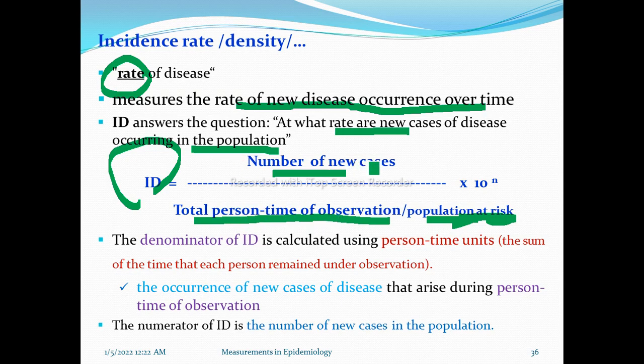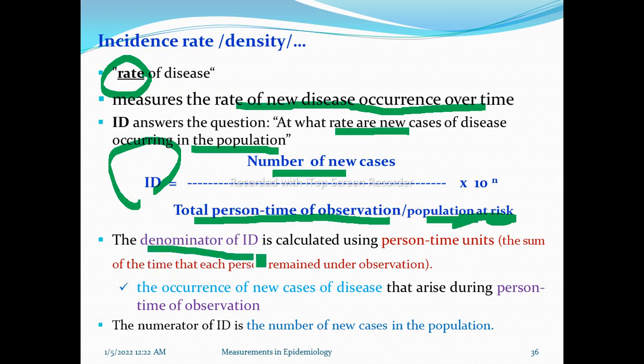So incidence density is the number of new cases over the total person-time of observation, times 10 to the power of n. n should be 1, 2, or 3, which is to remove the decimals. If n is 1, it will be 100. If n is 2, it will be 1000. If n is 3, it will be 10,000, and so on. This is the formula for incidence density.